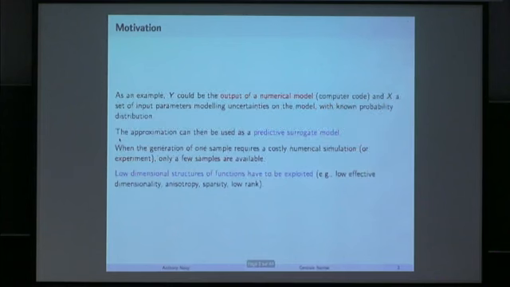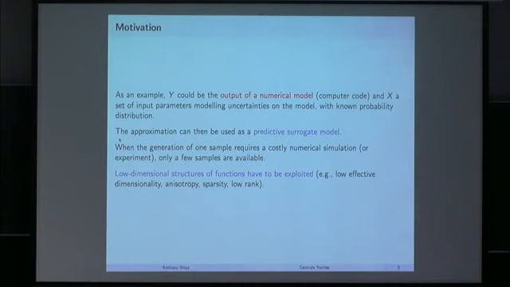A typical setting, of course, and the setting of interest this week, is the case where y is the output of a numerical model, typically a computer code, but it could also be an experimental setup, and x is a set of input parameters of the model that describe the uncertainties. And here I will assume that I know the probability distribution of x. What I want to do is construct an approximation of y as a function of the input, and this approximation will be used as a surrogate model, as was presented by Benjamin and many other speakers this week.